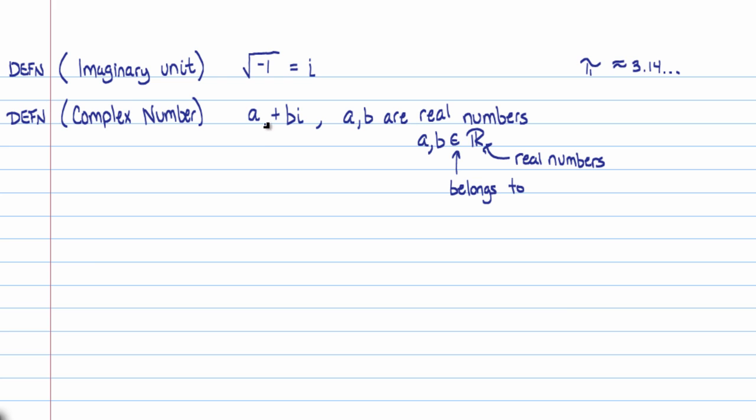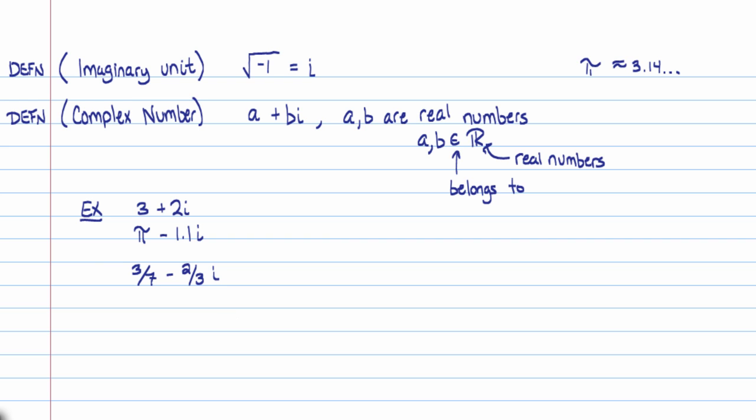So just to let you know that a and b are real numbers. For example, some examples of complex numbers are like 3 plus 2i, or pi minus 1.1i, or 3/7 minus 2/3 times i. All of these are complex numbers. And in fact, it's a whole new number system.